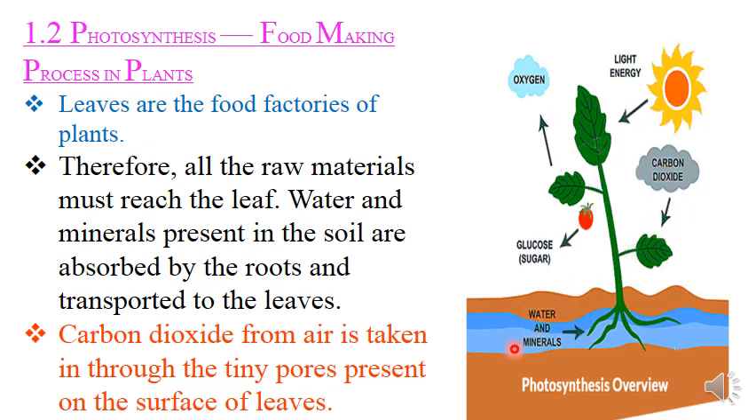Water and minerals present in the soil are absorbed by the roots and transferred to the leaves. Then solar energy is also trapped by the chlorophyll and converted into chemical energy. So the raw materials like carbon dioxide, water and minerals are absorbed by the roots and the tiny pores present on the surface of leaves. They are called stomata. As a result we get glucose and oxygen as a byproduct. This is the photosynthesis process.